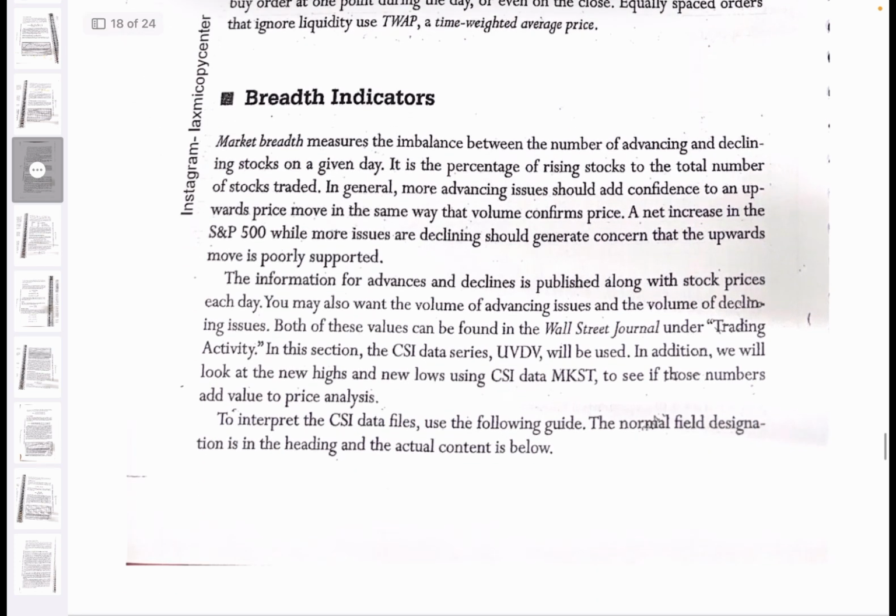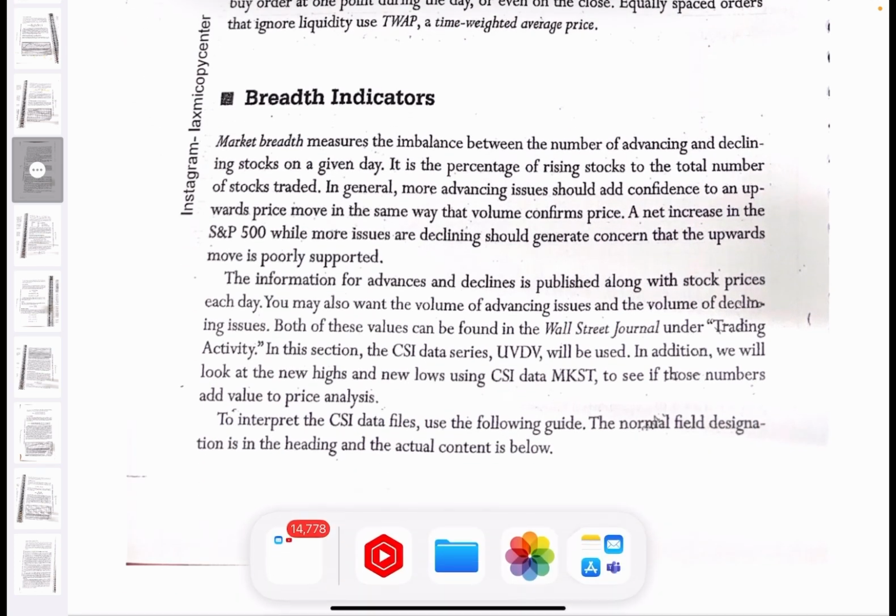Now let's come to the last topic of this particular chapter, and that is breadth indicators. When we talk about breadth, or the market breadth, that basically means that there is an imbalance between the number of advancing and declining stocks on a given day. So on a given day, a lot of stocks are trending, a lot of stocks are falling. So there are many advancing stocks as well as many declining stocks. So there is always an imbalance or a significant gap between the two, right?